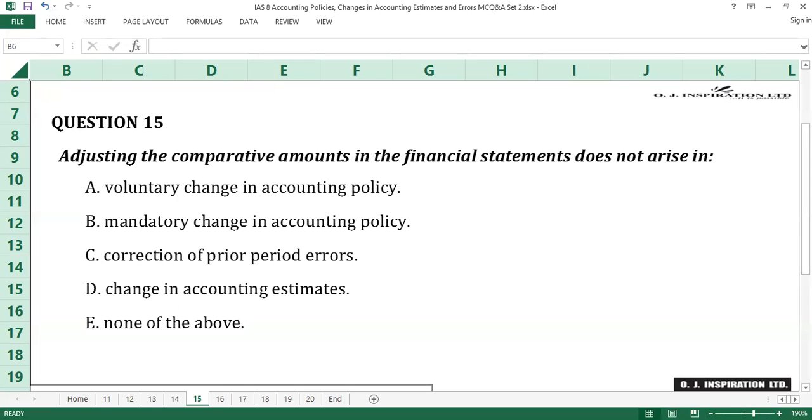Question number 15. The answer to question number 15 is D, change in accounting estimates. Change in accounting estimates leads to prospective application. Prospective application in this case is recognizing the effect of the change in the accounting estimates in the current and future periods affected by the change. It does not include prior periods that necessitate the adjustment of comparative amounts. D is the answer to question number 15.